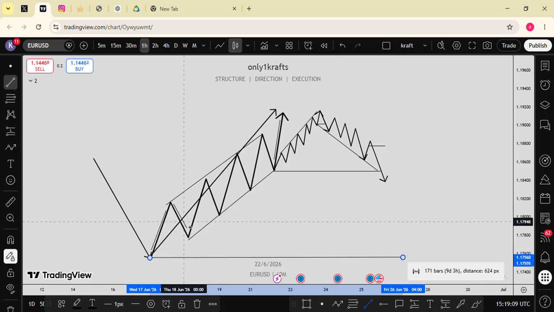So this is just like a swing on 4 hour time frame. This is like the daily swing, that's how it is being represented on the 4 hour time frame, and this is like the 4 hour swing, how it is being represented on the lower time frame too.